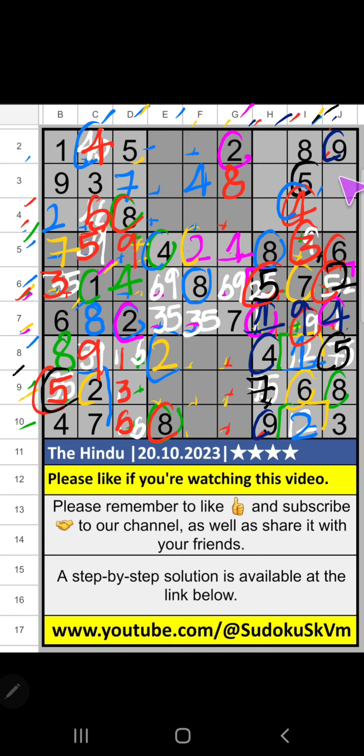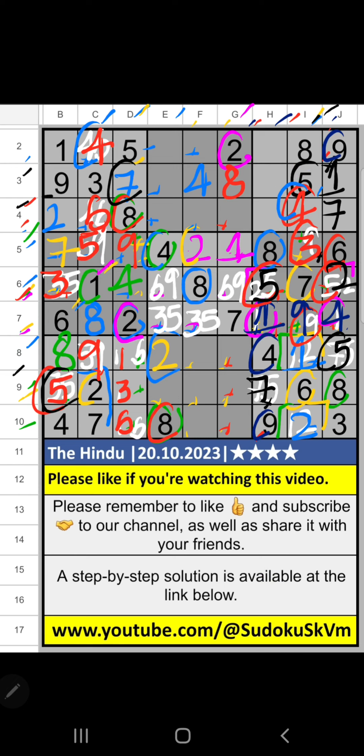Then column J, 2 numbers are remaining, 1 and 7. Third row we have 7, so 7 can't come in the cell, 7 is confirmed here, then 1 is here. Then third grade, column H, 3 numbers are remaining, 2, 3, 6.